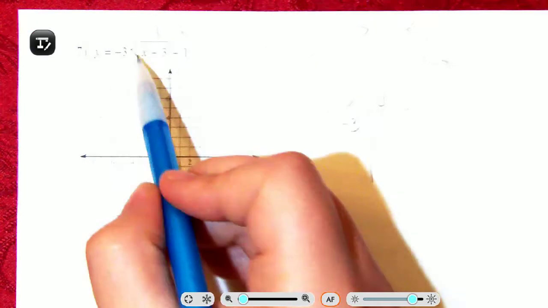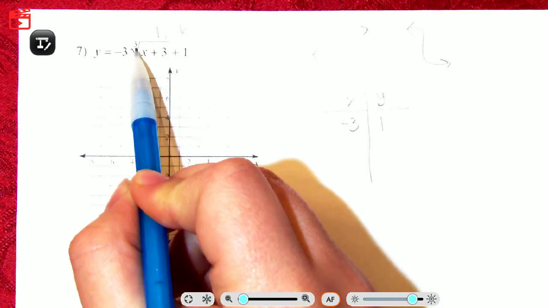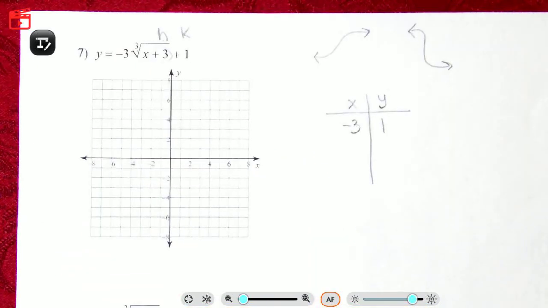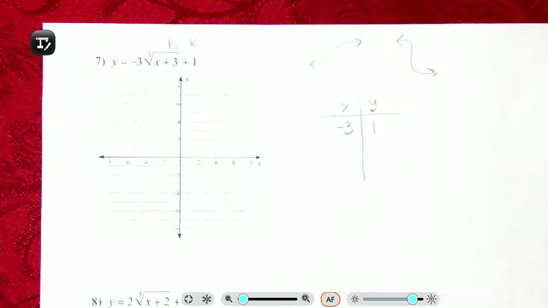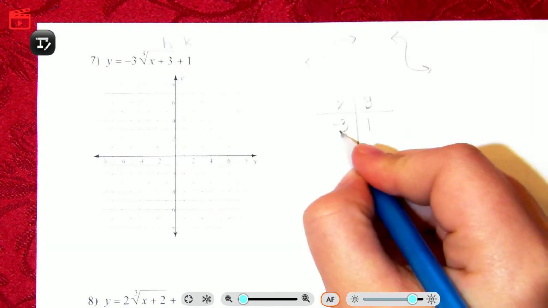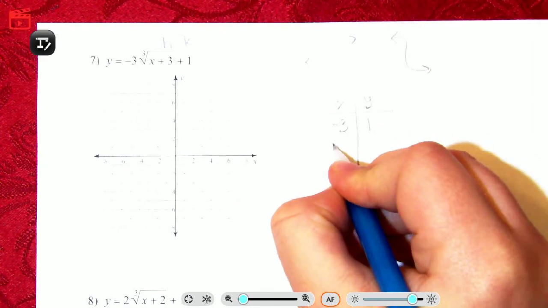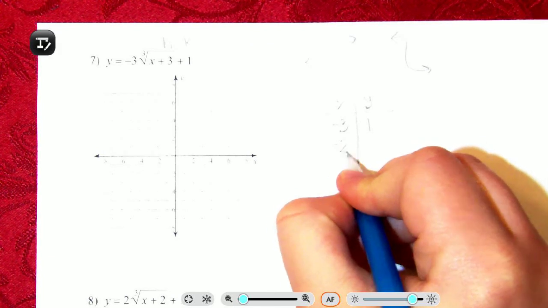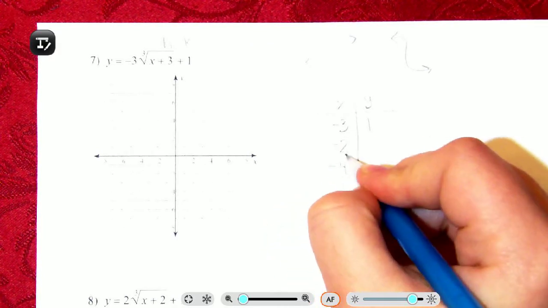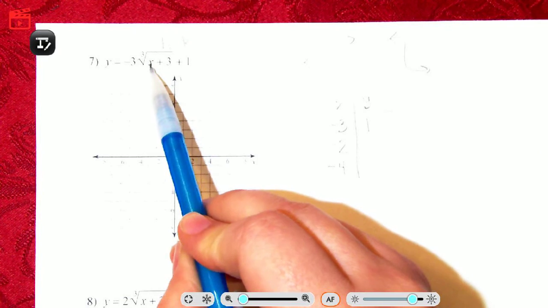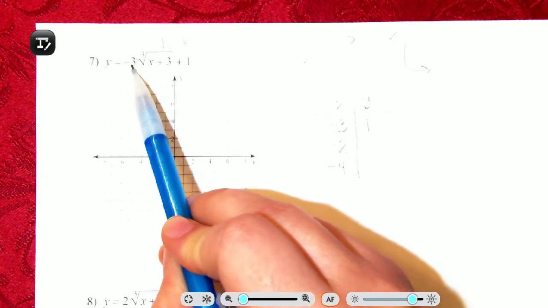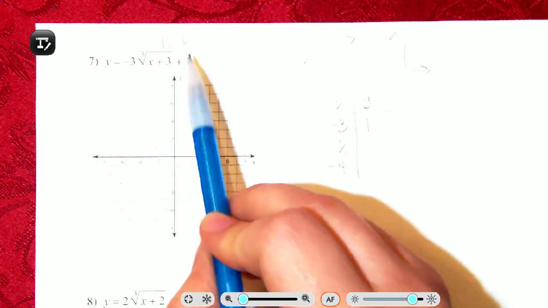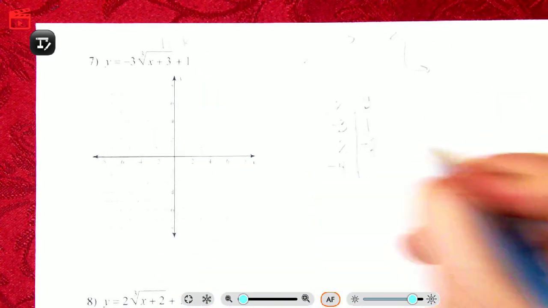Okay, because it is a cube root, we have to think of if there's any restrictions on the domain. Cube roots don't actually have any restrictions on the domain, so we will have to go one above and one below. So one above is -2. One below is -4. So -2, we're going to plug it in. -2 plus 3 is 1. Cube root of 1 is 1. 1 times -3 is -3. -3 plus 1 is -2.